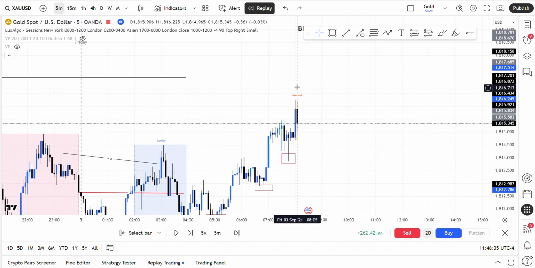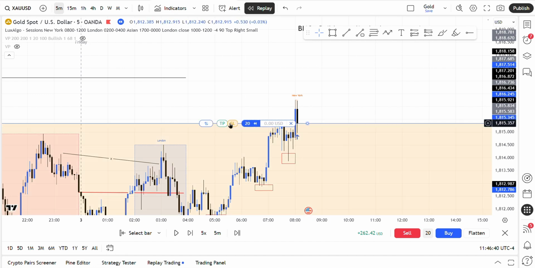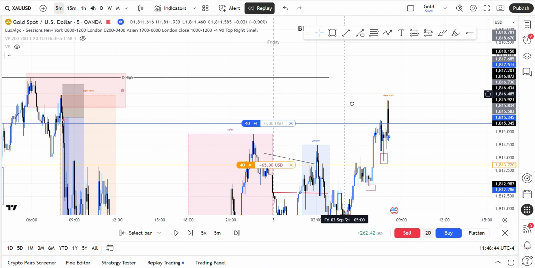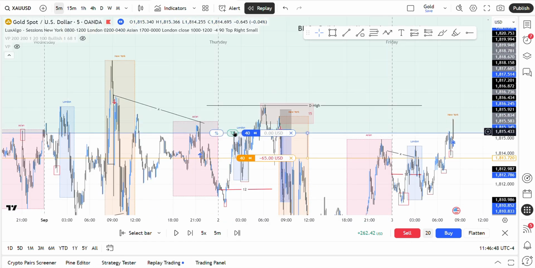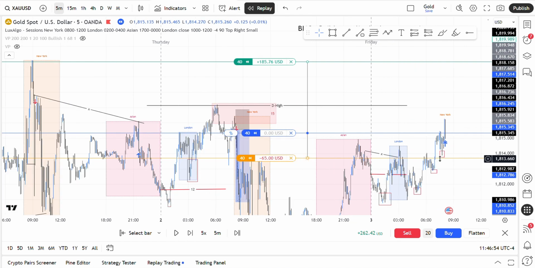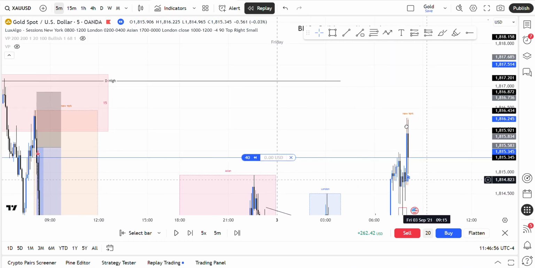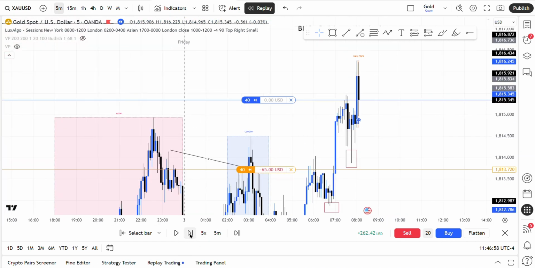Okay, we came back here to this decisional demand. If you buy here, our stop loss should be below this. Let's say we're risking $60. Our target should be above this. This should be our break-even point. Let's see what the market does.